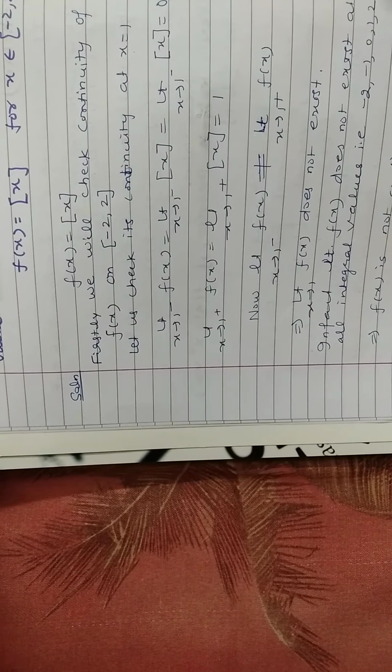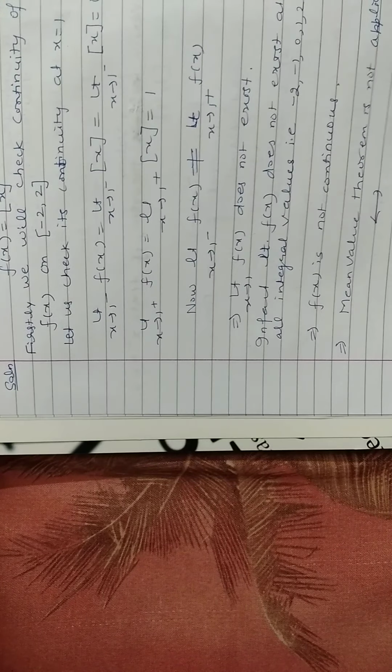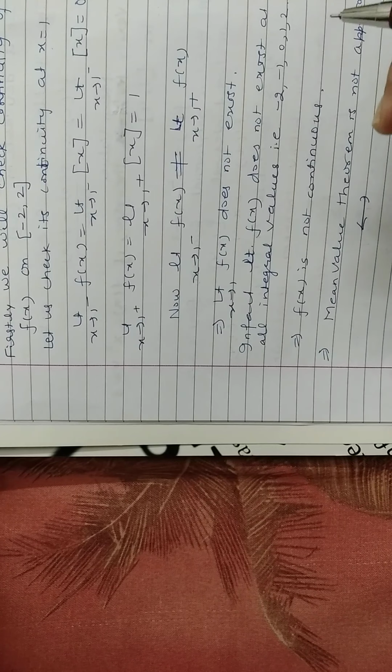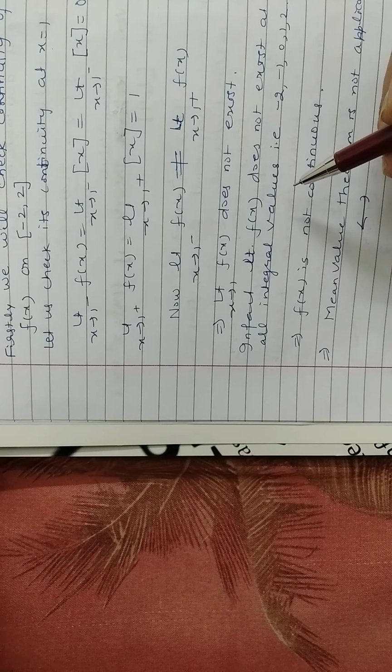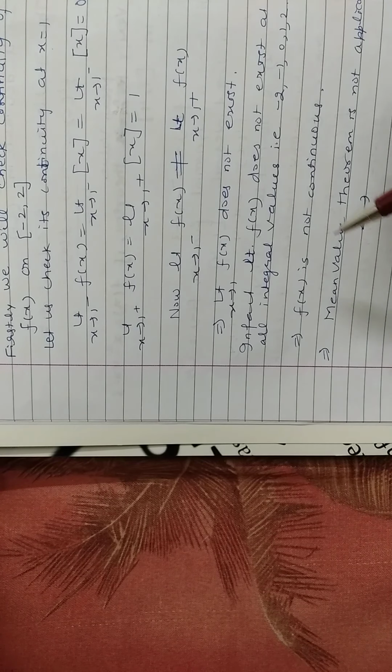So this was all about mean value theorem. Clear? In mean value theorem there are 2 conditions. In Rolle's theorem there were 3 conditions. So today we have completed our chapter 5, differentiability.